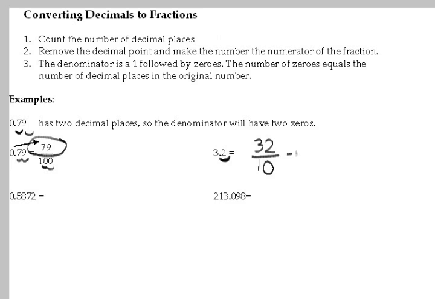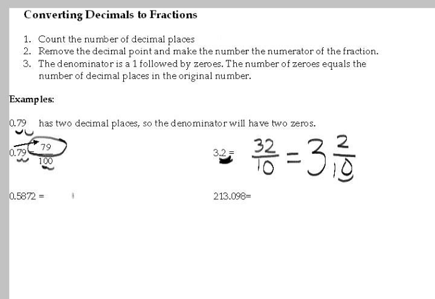The other way of writing it would be to notice right off the bat that the 3 is a whole number, so we can write that as a whole number. The 2 then goes into the numerator, and again we have 10 as our denominator, 1 0 because we have 1 decimal place.